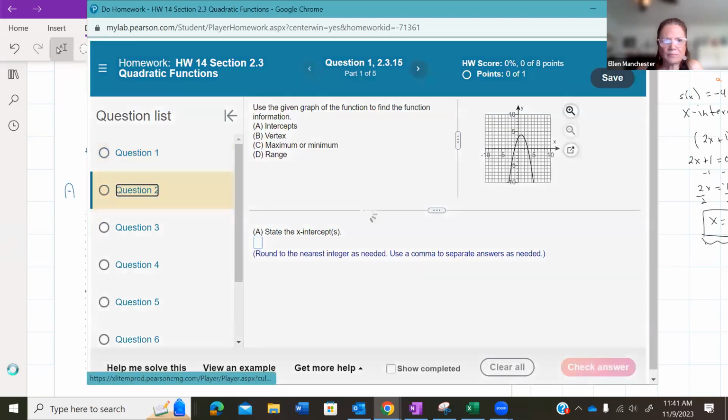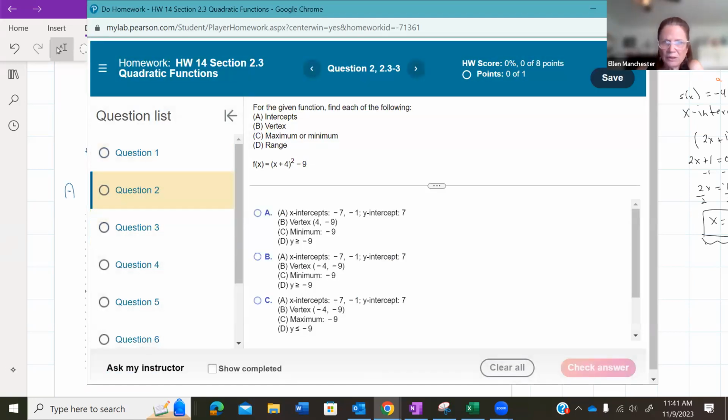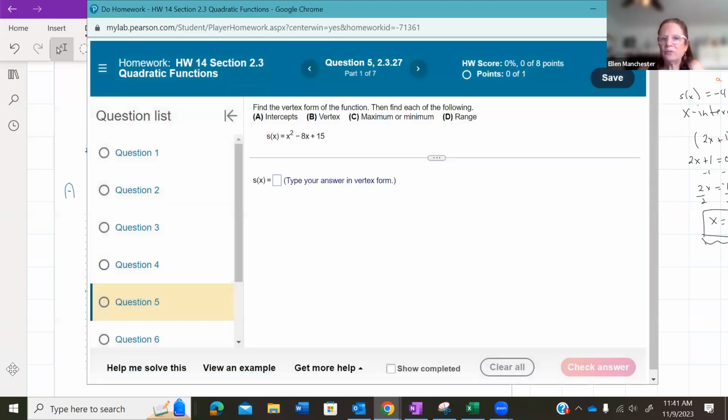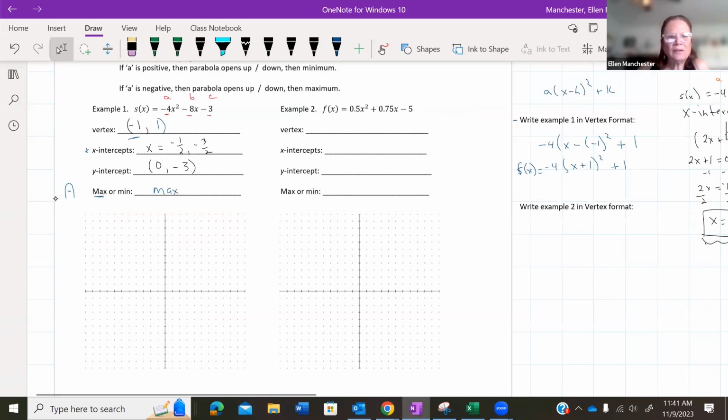With this one, I'll show you how to do it in the vertex format. It's a little bit different than the standard format, but it's still pretty easy. So this one, you have to find the intercepts, you have to find the vertex. So you're doing the exact same thing that we did on this one. It just looks different, but you're still looking for intercepts, vertex, max, min, and then the range.